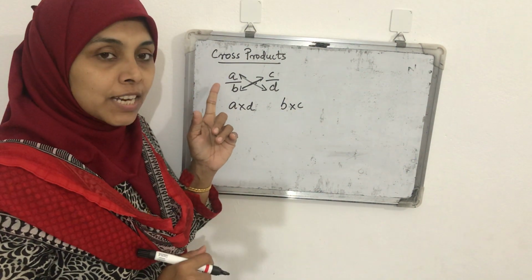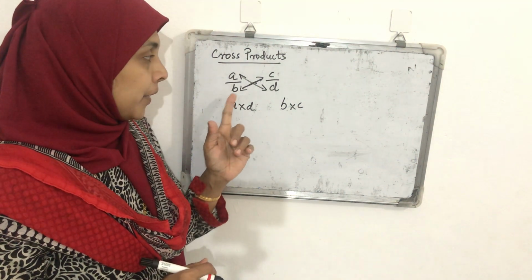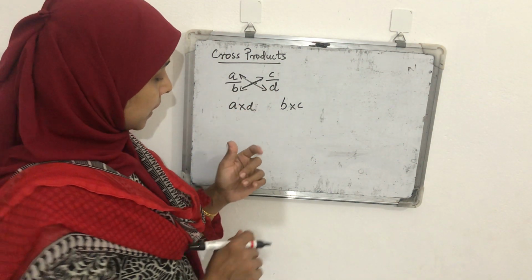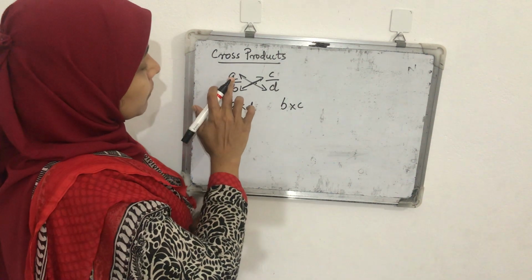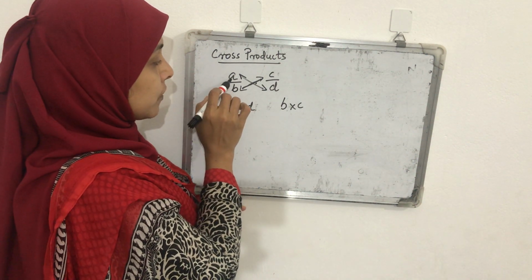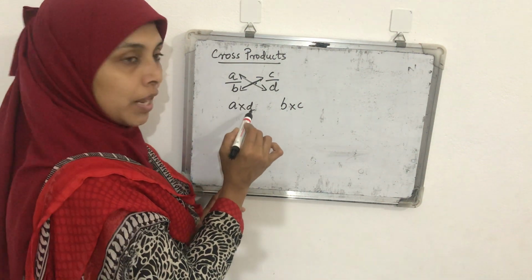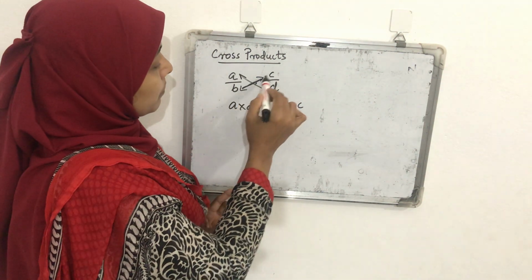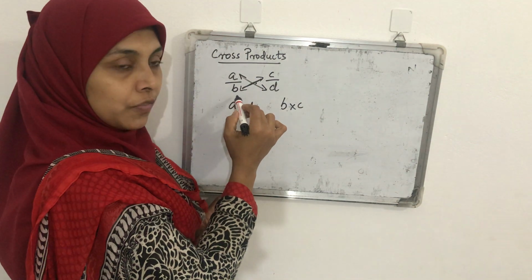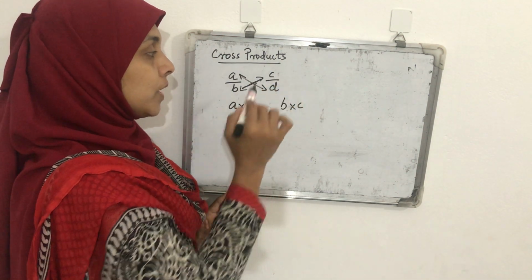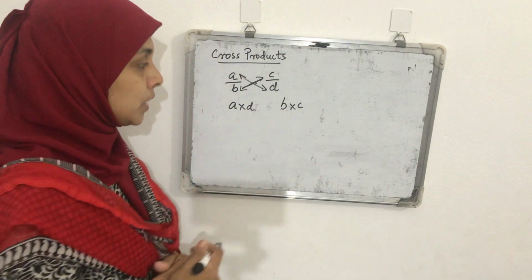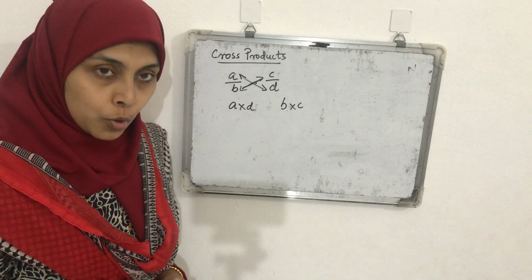So the first rational number we take is a by b, the second rational number is c by d. If we multiply the numerator of the first fraction with the denominator of the second fraction, that is a into d, and the denominator of the first fraction with the numerator of the second fraction, that is b into c, they are called cross products.